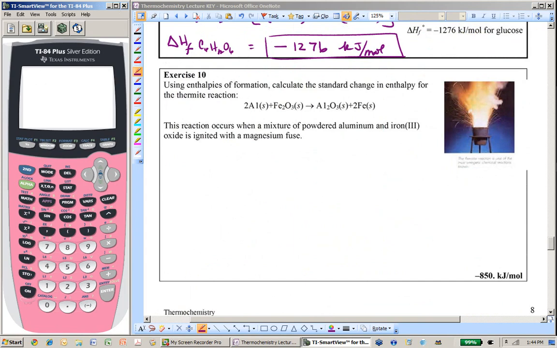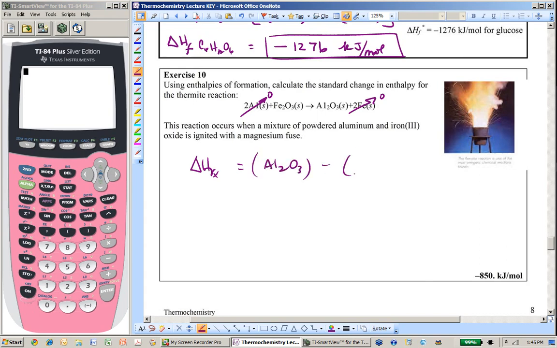Alright, so exercise 10, using enthalpies of formation, calculate the standard change in enthalpy for the thermite reaction. But you weren't given any data, so you're going to have to use your book. So put me on pause, go look up what you need. Always being on the lookout for your good buddy's elements. Ah, found one. Found another one. So all you really have to look up is Al2O3's value. That's the product minus the reactant, Fe2O3. Go find them. Put me on pause.